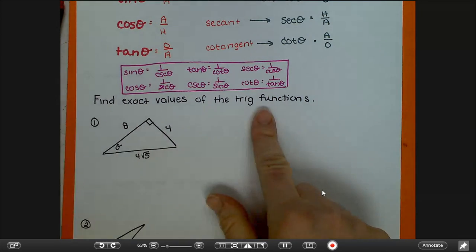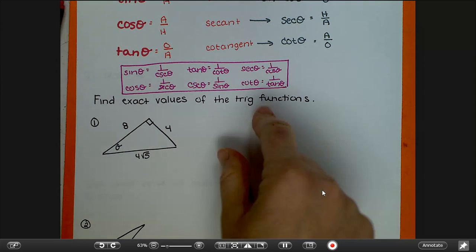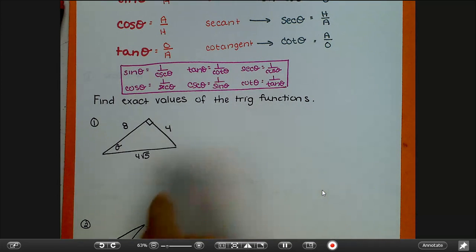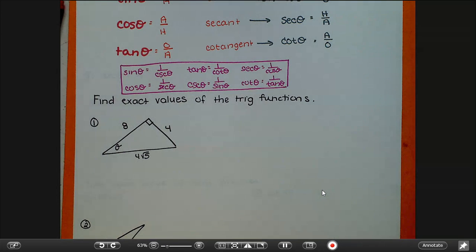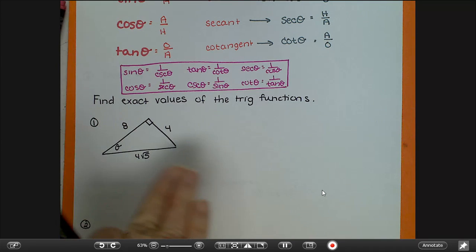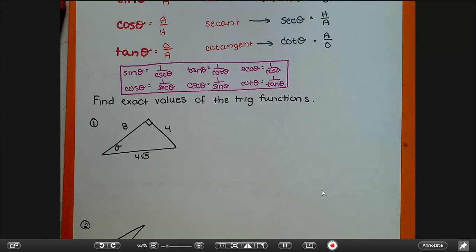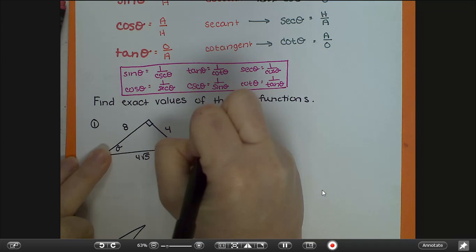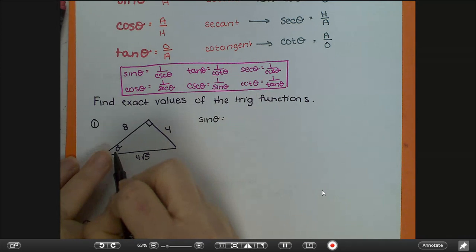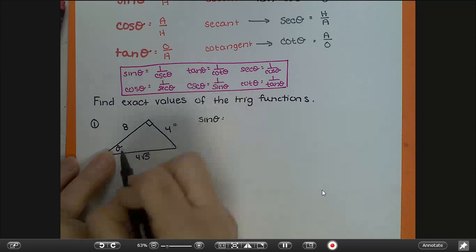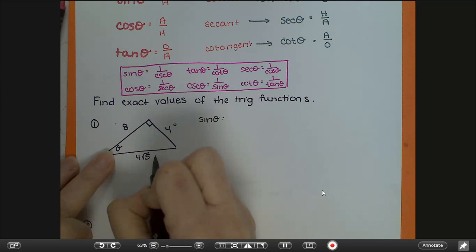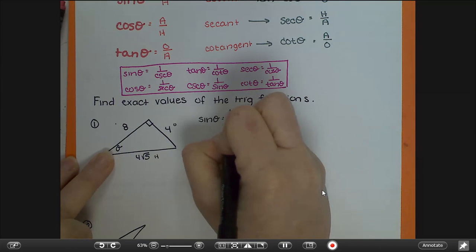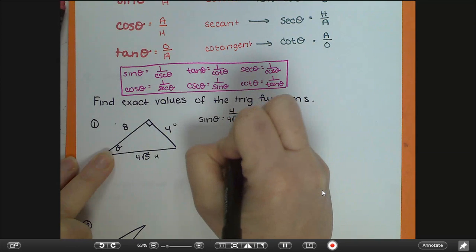So you'll see instructions that say things like find the exact value of the trig functions. So we're going to actually find sine, cosine, tangent, secant, cosecant, and cotangent for just the ratios for all of these. Now, exact values means we're not going to be using the decimals, so we're going to go about it that way. So sine is opposite over hypotenuse. There's the hypotenuse down here. So sine would be 4 over 4 root 5.